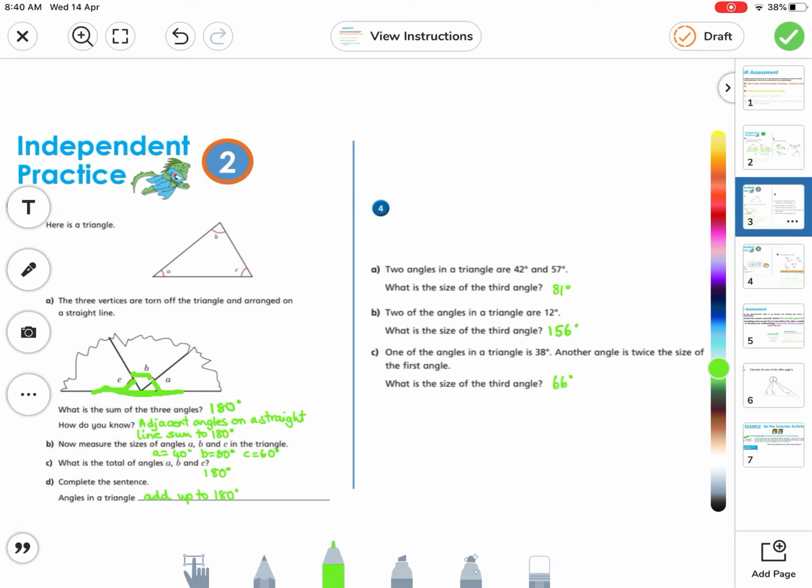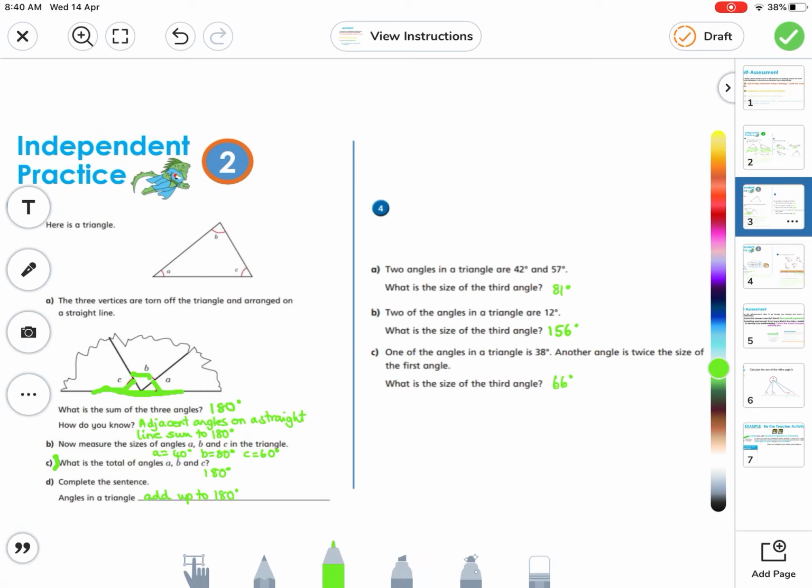Measuring those angles for question B then, angle A is 40 degrees, angle B is 80 degrees and angle C is 60 degrees. Question C, what is the total of all these angles A, B and C? It is of course 180 degrees. To complete the sentence on D, angles in a triangle add up to 180 degrees.